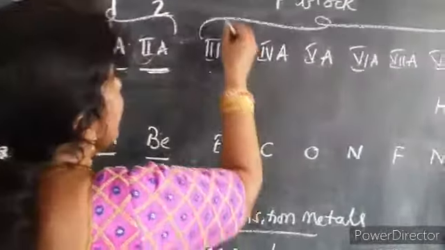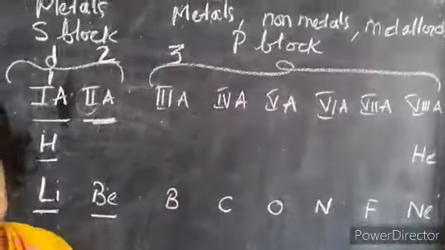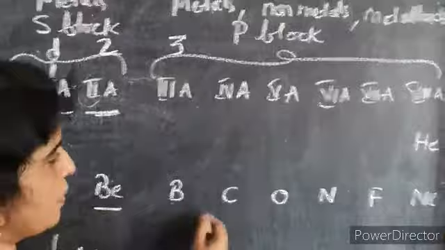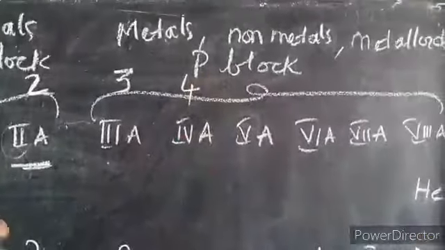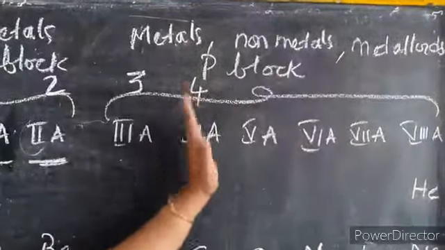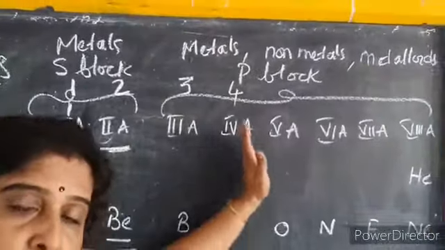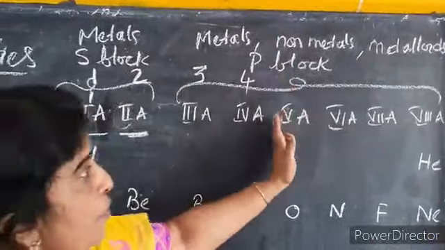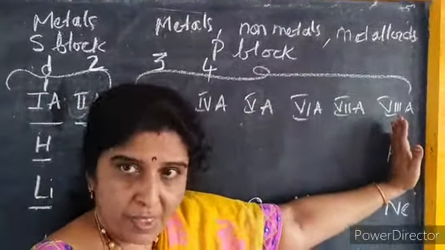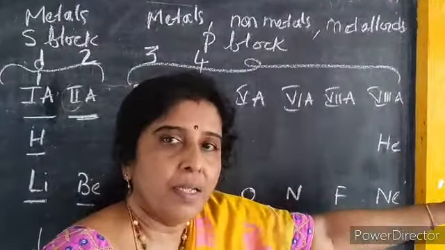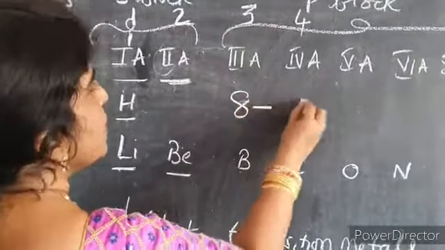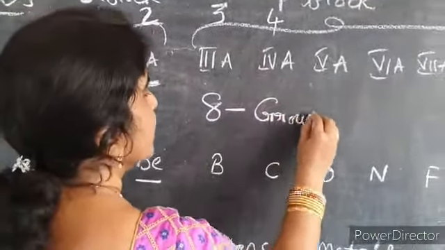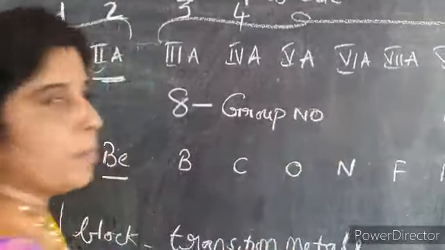For 3A, the valency is 3, for boron for example. And carbon, it is 4. So up to the 4th group, the valency is equal to the group number. But from the 5th group onwards, you have to apply a formula. What is it? You have to take 8 minus group number. 8 minus group number.